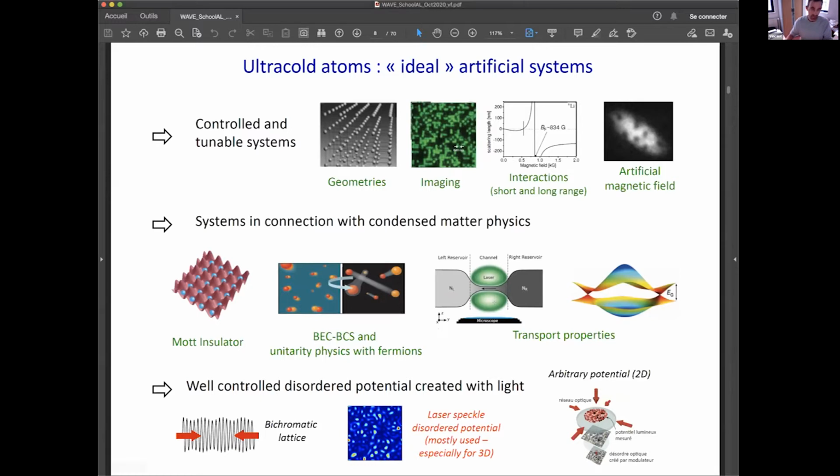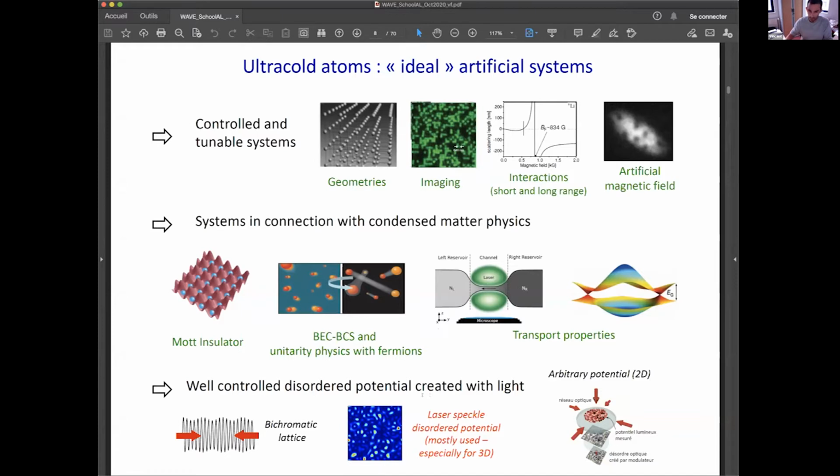So here we will, of course, be interested in disordered systems. We have a lot of tools to create disorder. I believe you will see one which is called quasi-crystal or bichromatic lattices. I won't comment too much on this one. That can be done in 1D or 2D.